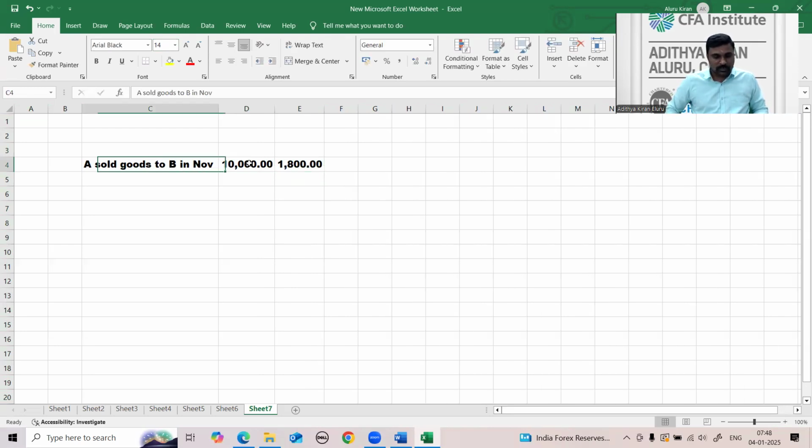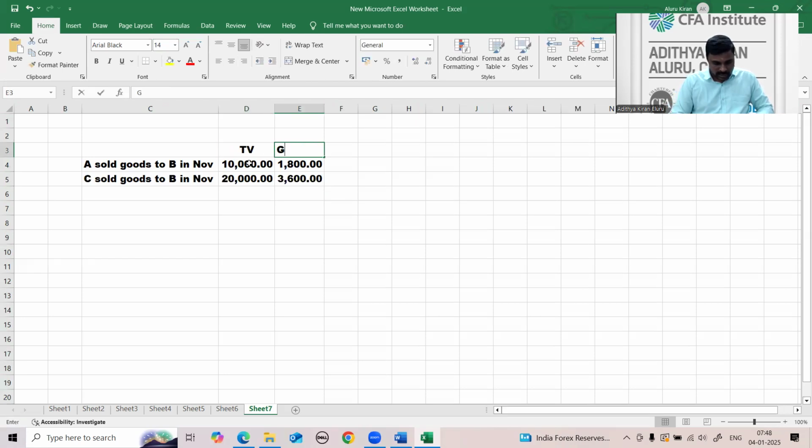A sold goods to B in November. C sold goods to B in November. 20,000, 3,600 is the GST. This is the taxable value, and this is the GST amount.